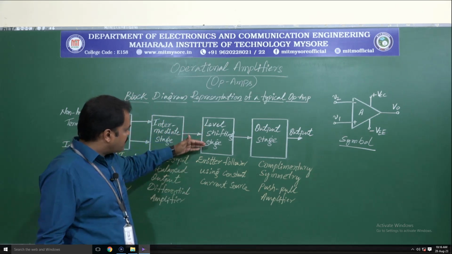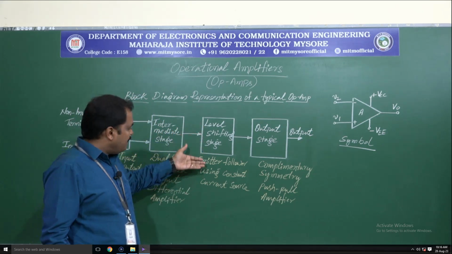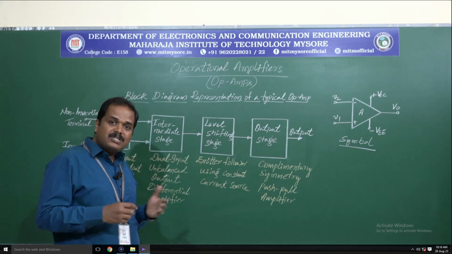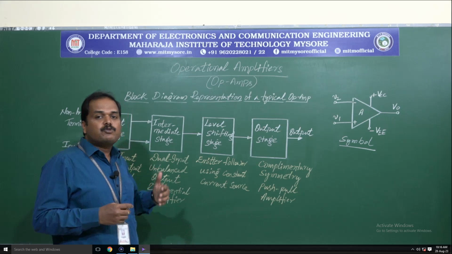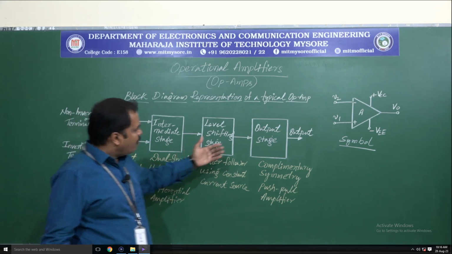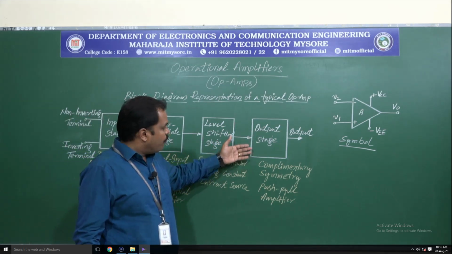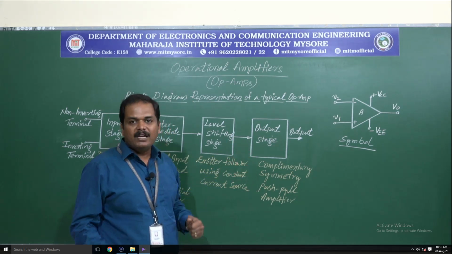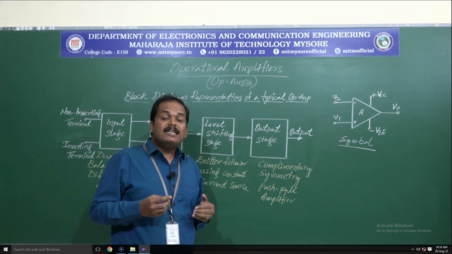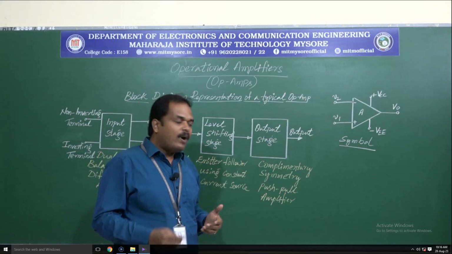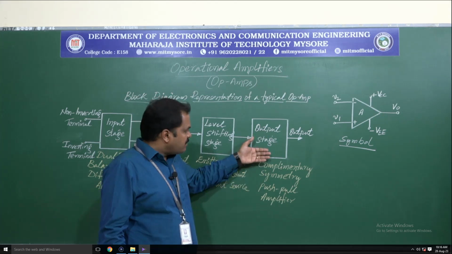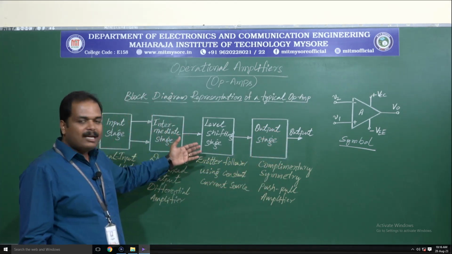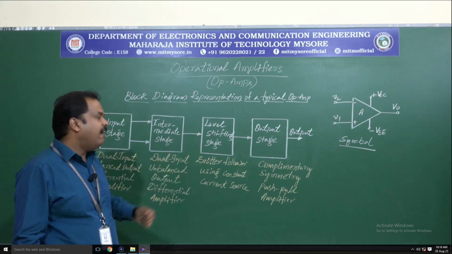The level shifting stage, where we use an emitter follower stage with a constant current source, adjusts the levels with respect to ground. Later we have the output stage, a complementary symmetry push-pull amplifier, which provides the current capabilities required by the op-amp. From this stage we draw the output. So this is the internal block diagram of any op-amp.